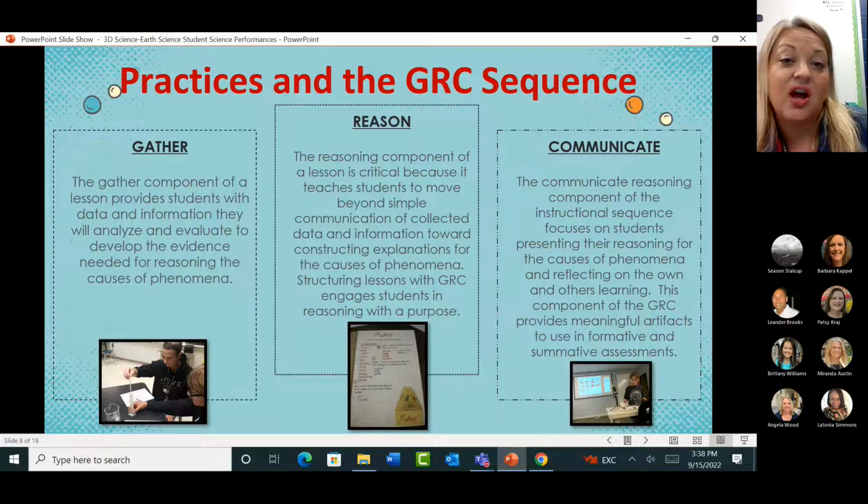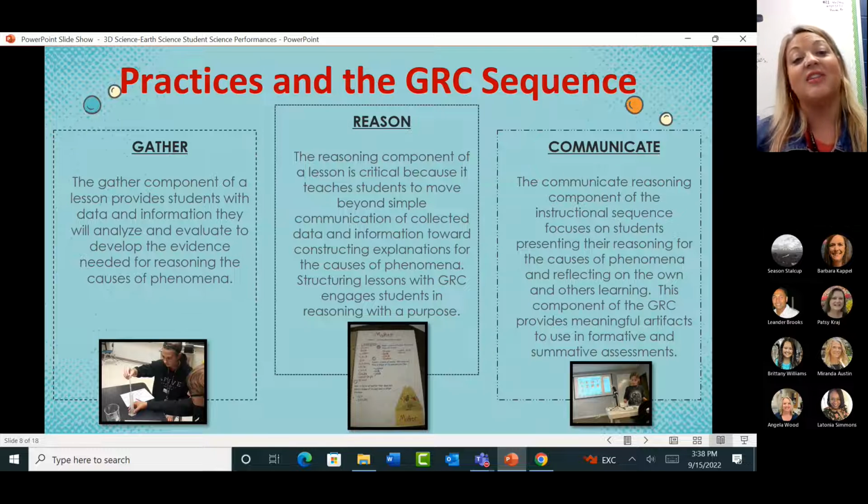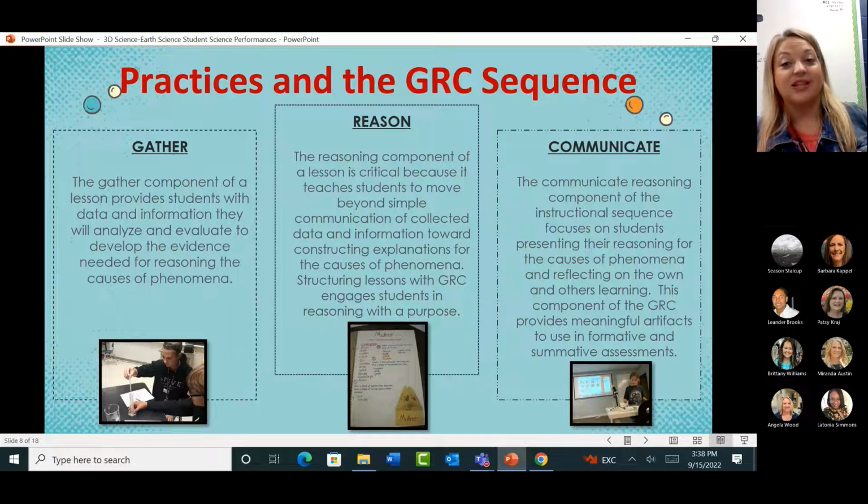During the gather portion of a student science performance lesson, we're going to give our students data and information, and they're going to analyze that and evaluate it. And they're developing evidence at the same time to help them understand the causes of the phenomena. During the reason portion of the lesson sequence, the teaching moves beyond simple communication of collected data, and your students are going to be working together or independently to construct an explanation for the causes.